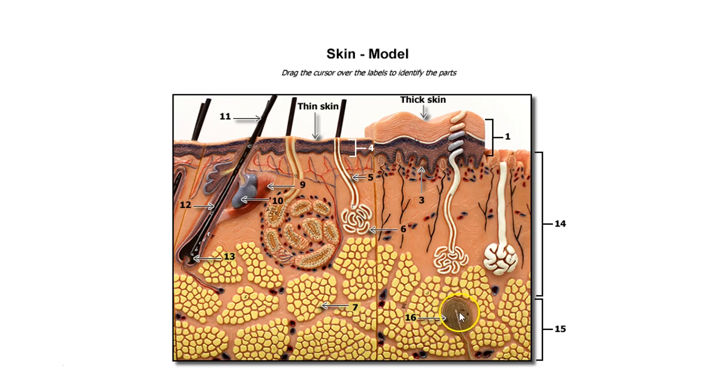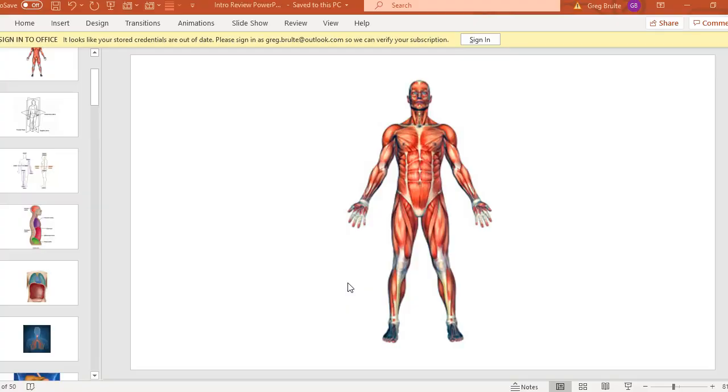There's a Pacinian corpuscle. You can call it lamellated. You can call that one tactile. I call that Meissner's. I call that Pacinian. So whatever floats your boat. I think we're done.